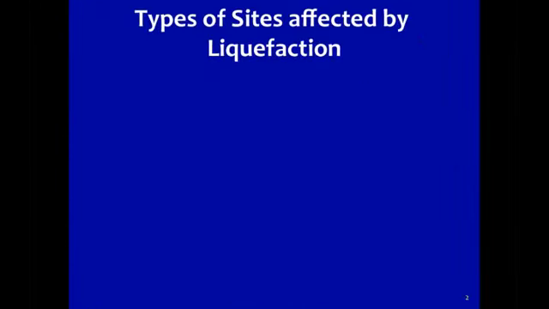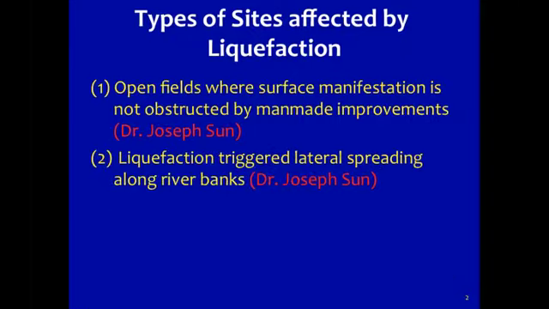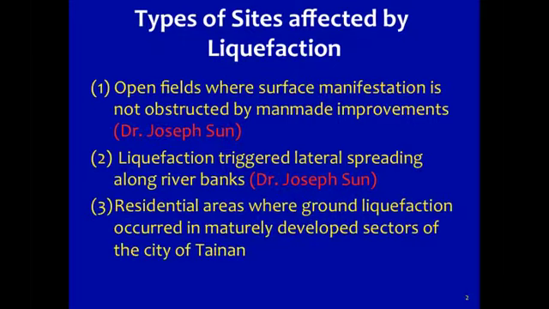As Joseph mentioned, liquefaction was observed at several locations during this event. During his talk, he spoke about open fields where surface manifestation was not necessarily obstructed by man-made structures, but nonetheless very interesting and important case histories. He also spoke of liquefaction-induced triggering and lateral spreading problems along riverbanks, namely the Rixey levee. What we'll focus on in this time frame is residential areas where ground liquefaction occurred in maturely developed sectors of the city of Tainan.